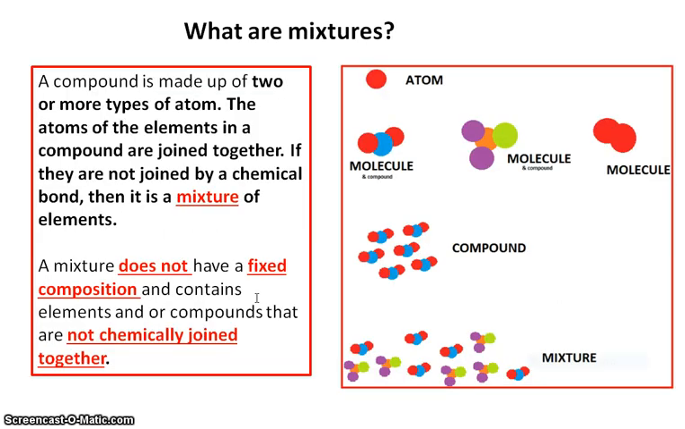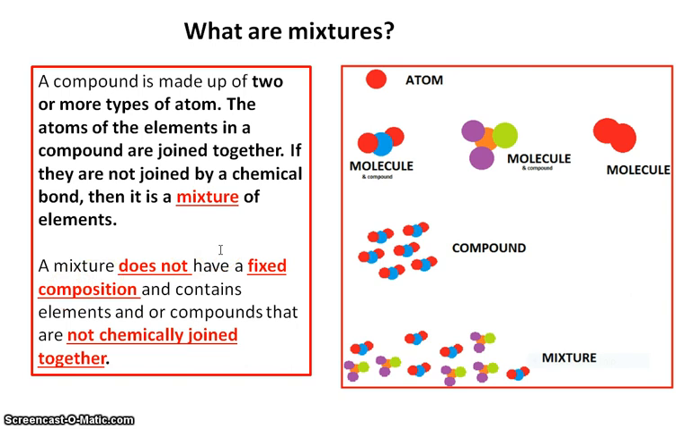Then what are mixtures? So a compound is made up of two or more types of atom. The elements are chemically joined together. With mixtures, there is no chemical bond. So if you take the compound which contains two or more elements or atoms chemically joined together, and you take apart the chemical bond, you get a mixture. So they are just mixed together now, not held together by any bond. So it's easy to separate them.